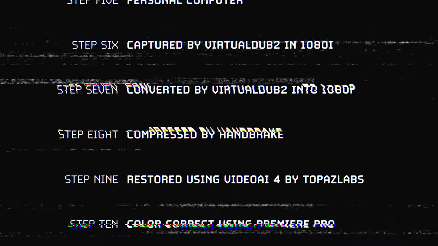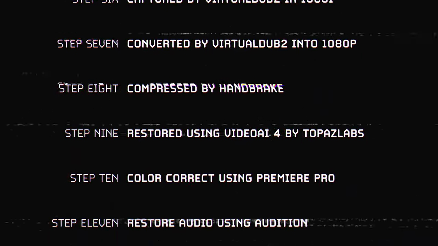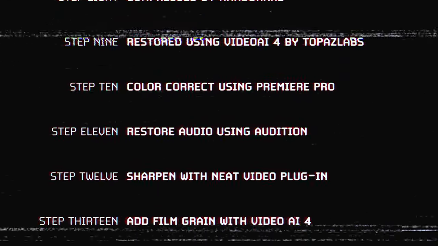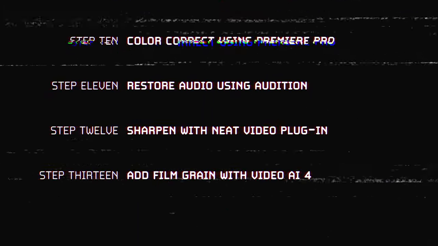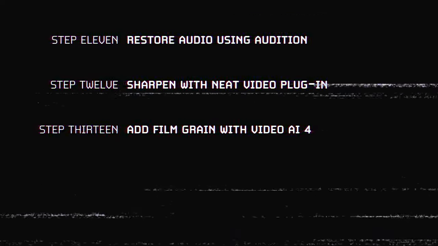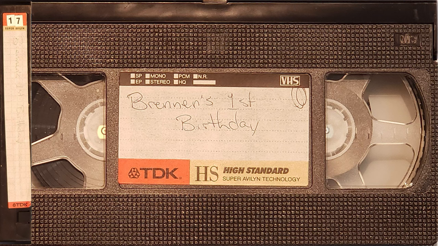8, it was then compressed by Handbrake into a usable sized file. 9, it was restored using Video AI 4 by Topaz Labs. 10, it was color corrected using Adobe Premiere Pro. 11, the audio was restored using Adobe Audition. 12, the video was sharpened using the Neat Video plugin. And 13, film grain and noise were added back using Video AI 4. After all that, here's the final version comparison.